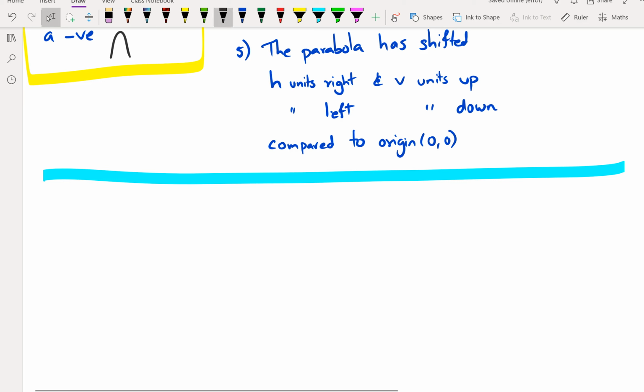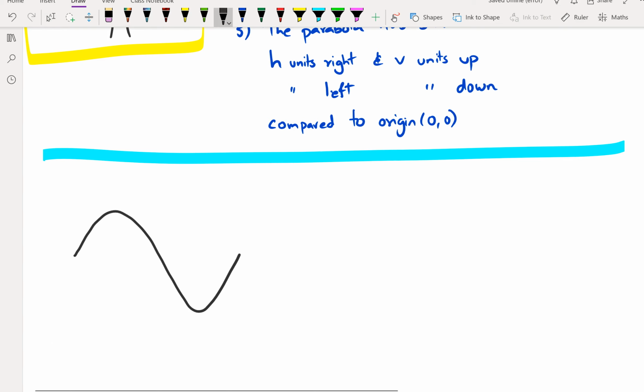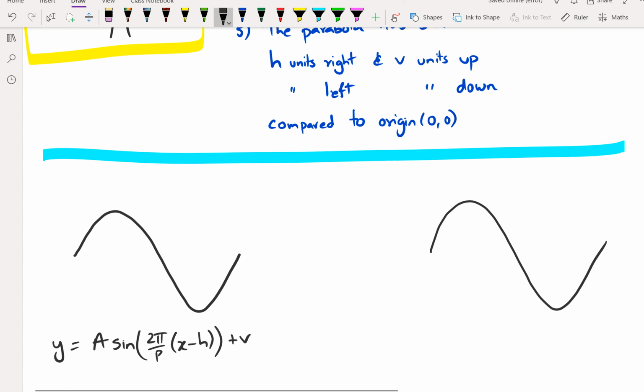So, okay, the next one is looking at a sine curve. Now, we know the sine curve equation is a sine 2 pi over p. And as usual, I'm going to give you guys an example so we can see how both of them actually look. So let's say this graph is y equals 10. Okay, so that means this point right here is 5 and 6.